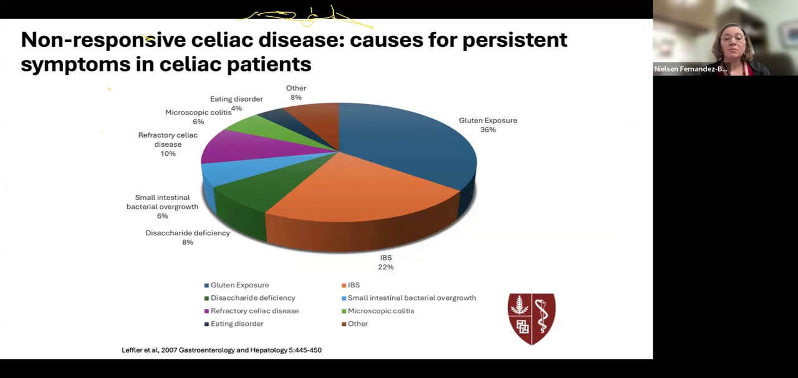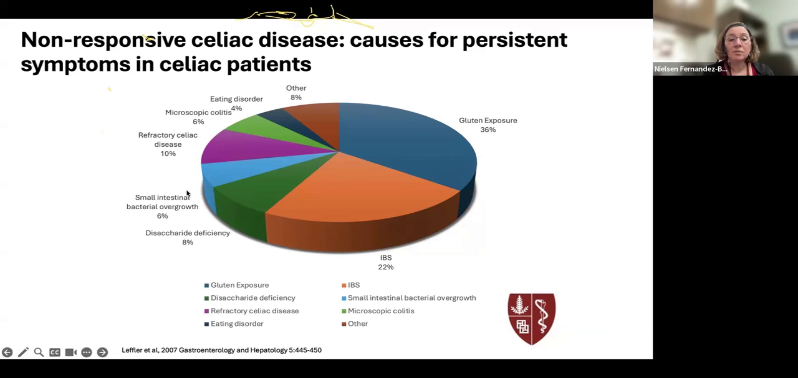You will see that in the majority of patients, gluten exposure is the number one reason. But many patients will have overlap with other diseases like irritable bowel syndrome. And the symptoms with irritable bowel can be very similar to those of celiac disease. And these are two very common diseases, so it's not surprising that they could occur in the same patient.